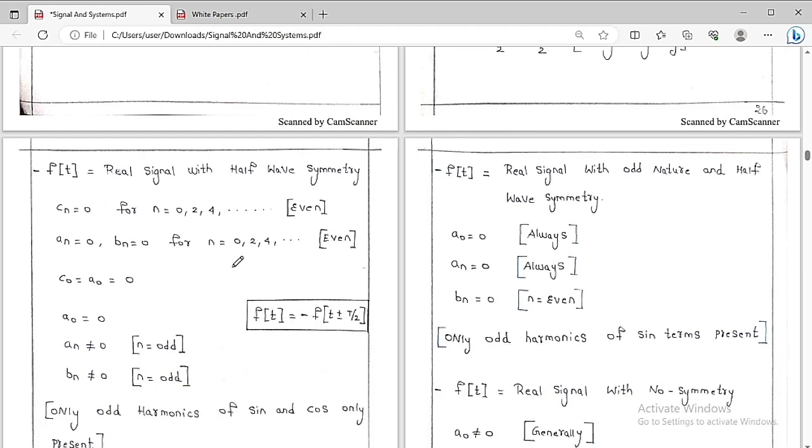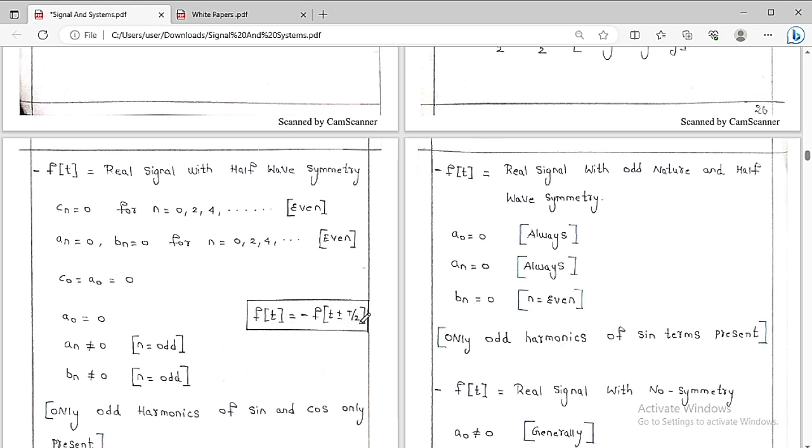Now let's go for another thing. Suppose f of t is a real signal with half wave symmetry. Then what is going to happen? Let's see. What is the meaning of half wave symmetry? This is the condition: f of t is equal to minus f of t plus or minus T by 2. This is called the half wave symmetry.